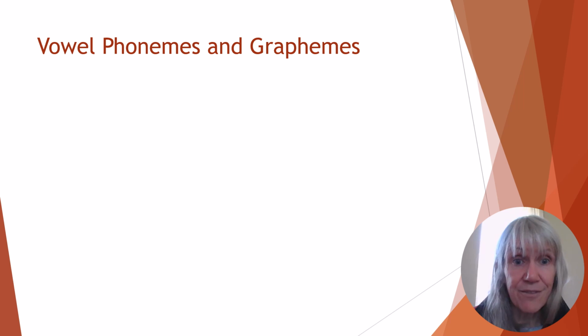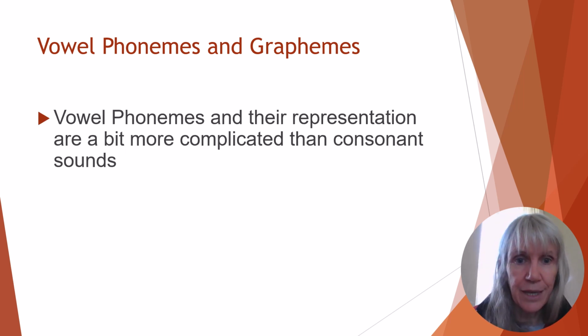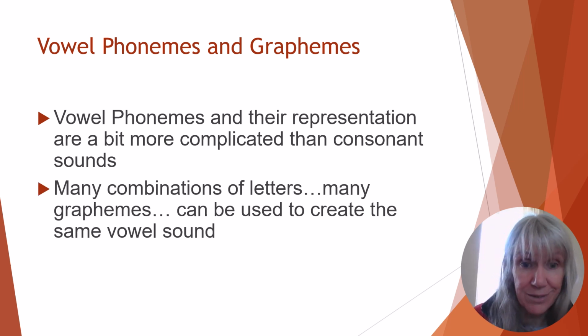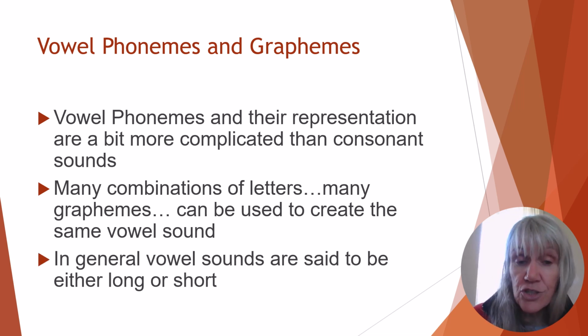So again, vowel phonemes and graphemes. Phonemes are the sounds we're hearing. Graphemes are the letters and the letter combinations used to represent that sound. Vowel phonemes and their representations are a bit more complicated than consonant sounds because we may use several different vowels to make one sound, or we may use a combination of vowels and consonants to make a vowel sound. Many graphemes can be used to create the same vowel sound, and in general, vowel sounds are said to be either short or long.